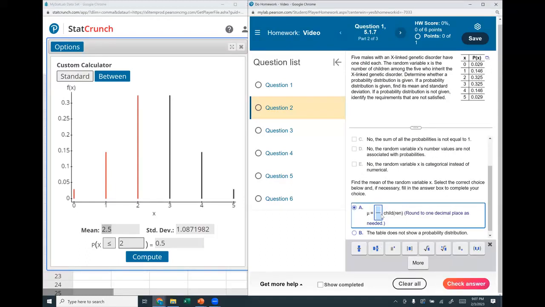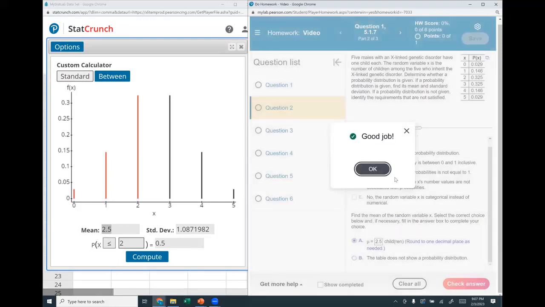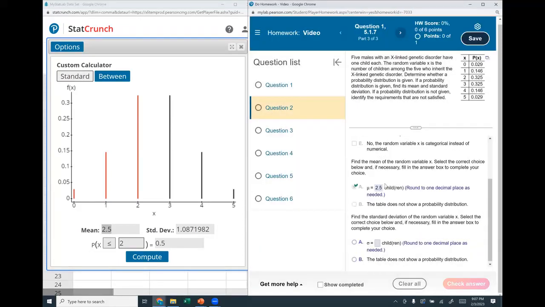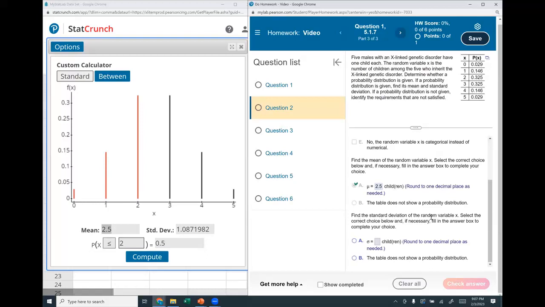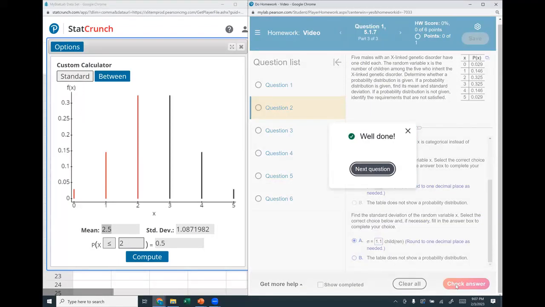So 2.5, round to 1 decimal place, perfect. There we go. And last, find the standard deviation. We have the standard deviation. It's right there, round to 1 decimal place. So if I round this to 1 decimal place, I would have 1.1. Check. And there we have it.